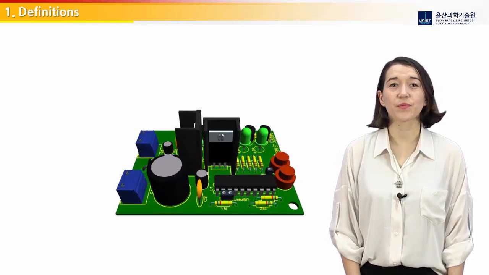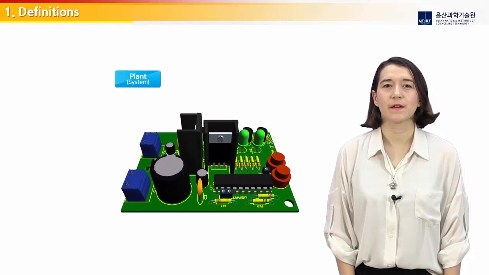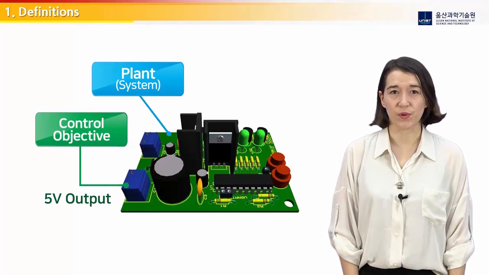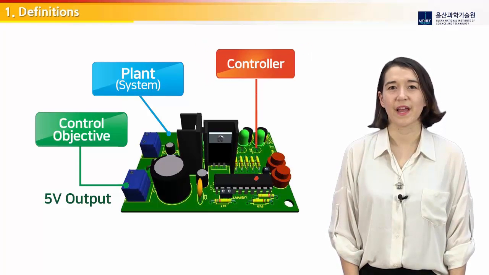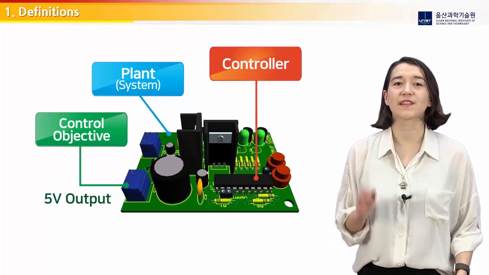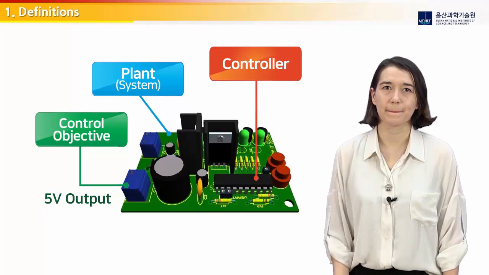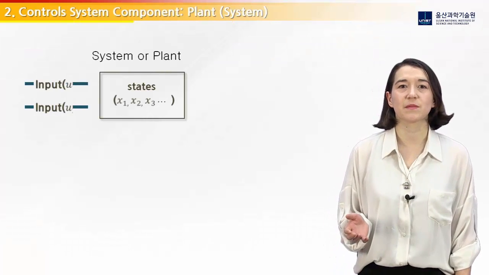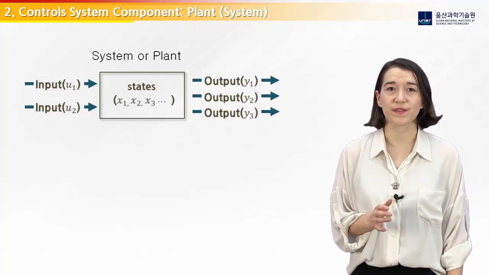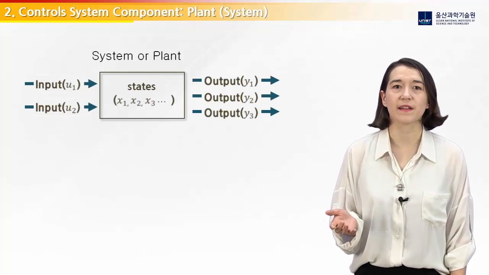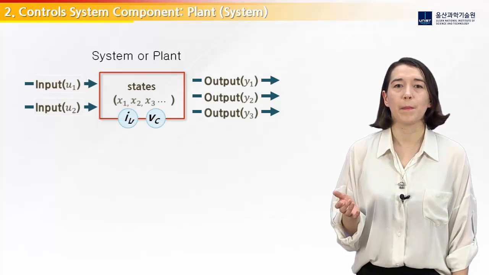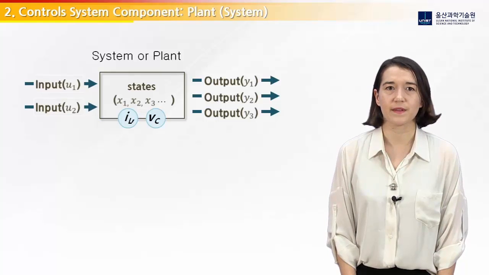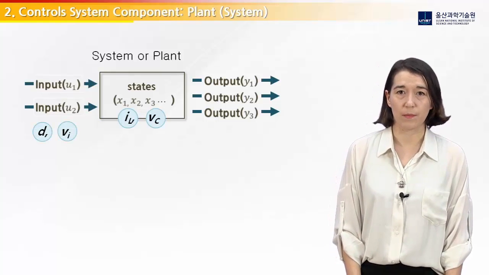Control systems have three basic components: the plant or system, the control objective, and the controller. Let's look at each of these more closely. The plant is a system that you are trying to control. In control systems, a plant has a number of states that are affected by one or more inputs in the system. Based on these states and inputs, there are one or more outputs.